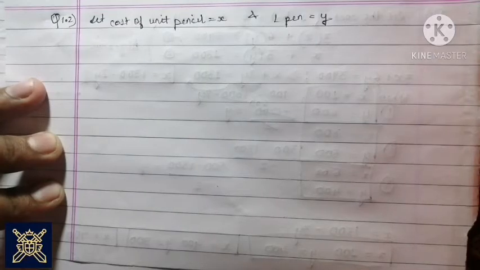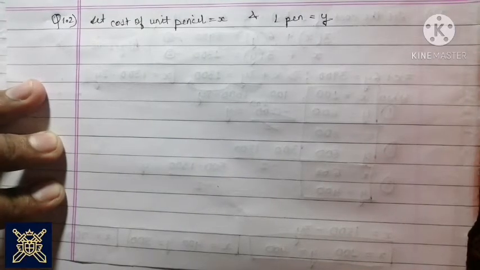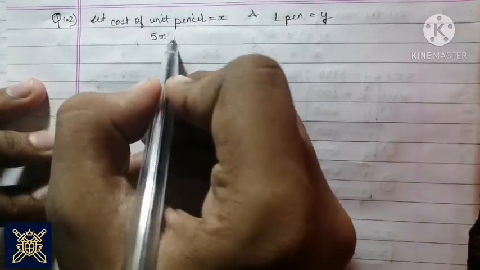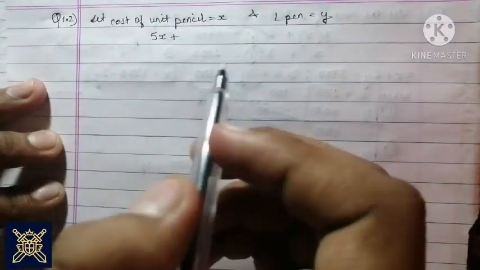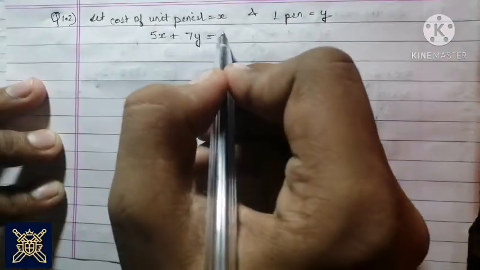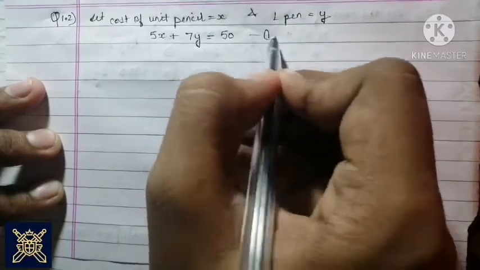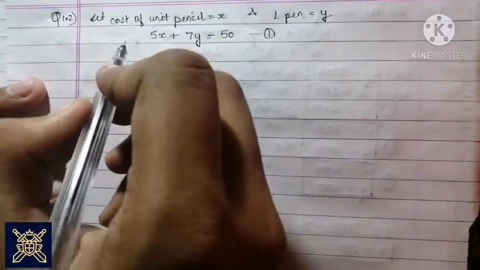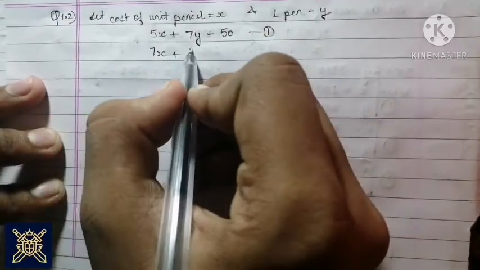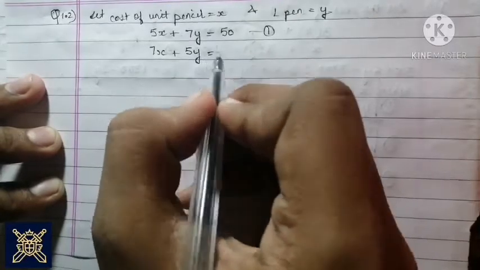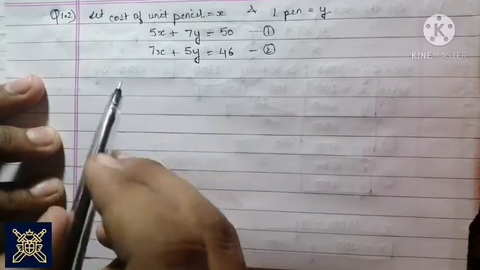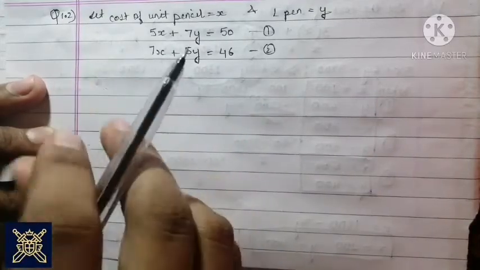In the first part it was given that 5 pencils and 7 pens cost rupees 50. So 5 into the cost of one pencil, that is 5x, plus 7 into the cost of one pen, 7y, and all together they cost rupees 50. First equation. Next part says that 7 pencils, so 7x, plus 5 pens, so 5y, together cost 46 rupees. Second equation.